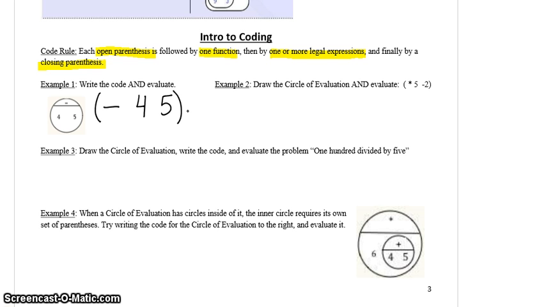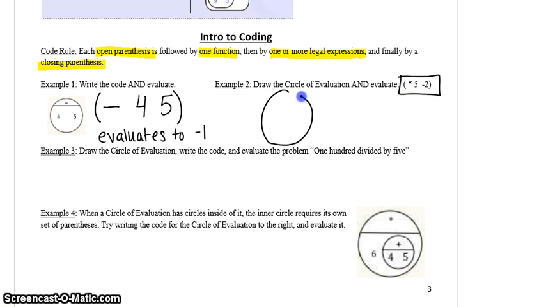If we actually want to evaluate this, we know that we are going to get -1 because 4 minus 5 evaluates to -1. We can type that right in our calculator if needed. Example 2, draw the circle of evaluation and evaluate. So this right here is written in code. You can see an open parenthesis, multiplication is the function, 5 is the first input, -2 is the second input, and then your closing parenthesis.